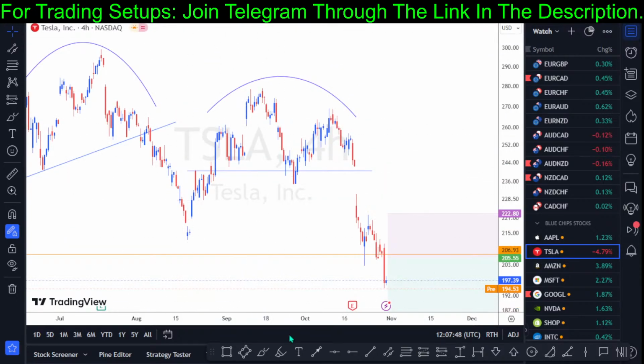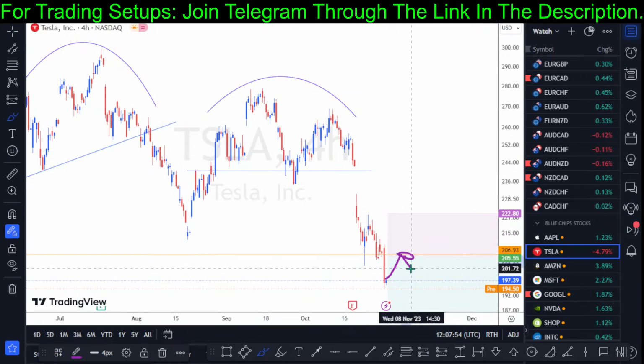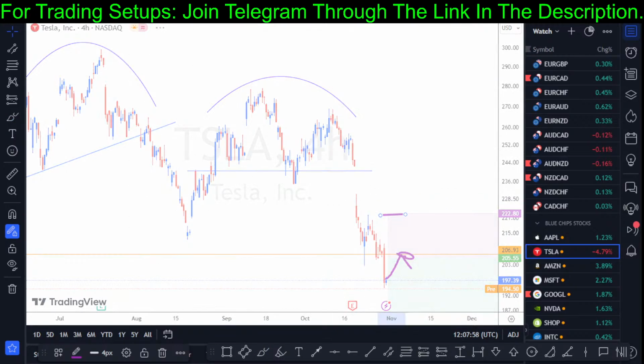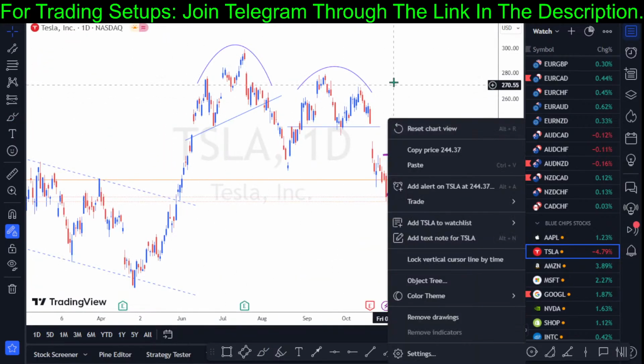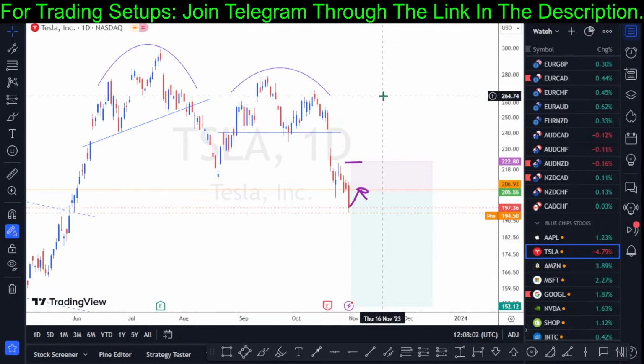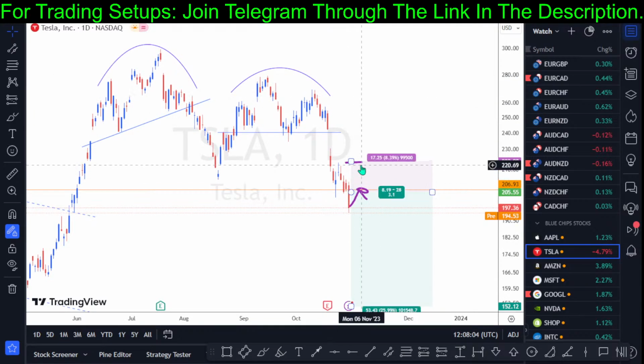If price can give me a reason for an entry, that is if I can have a pullback to this key level structure right here, then I'll be looking to make a short entry right here, and I have my stop loss right here. So this is how I want to approach Tesla. For those who are asking what my view is on Tesla, this is my view on Tesla. All right.